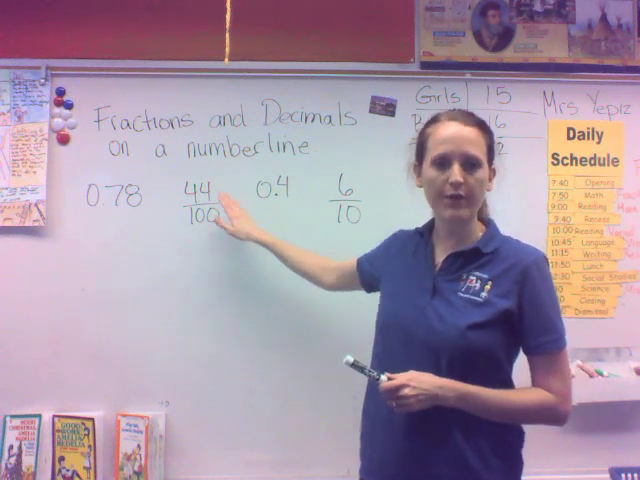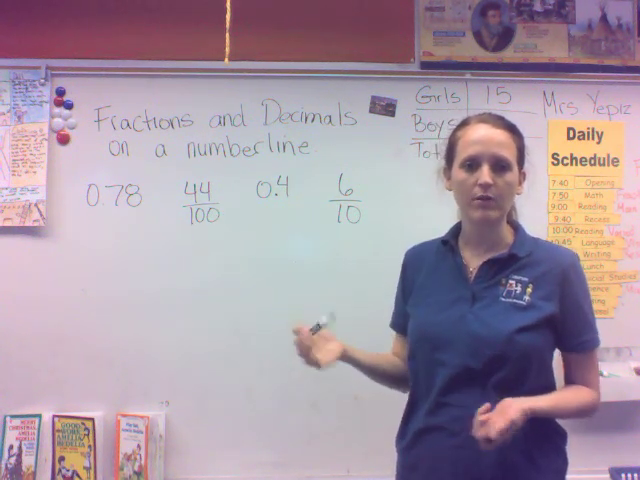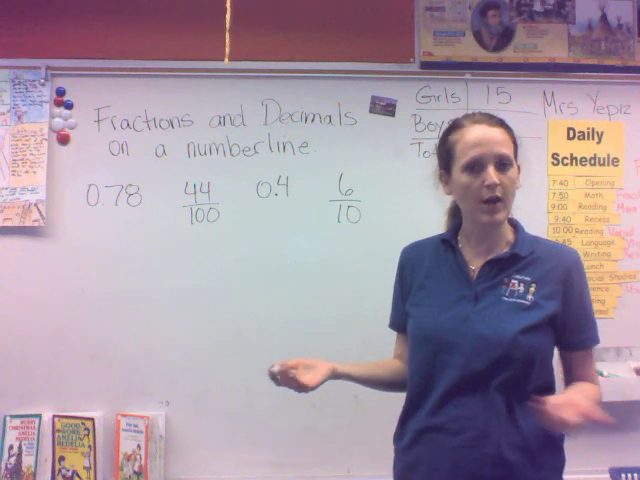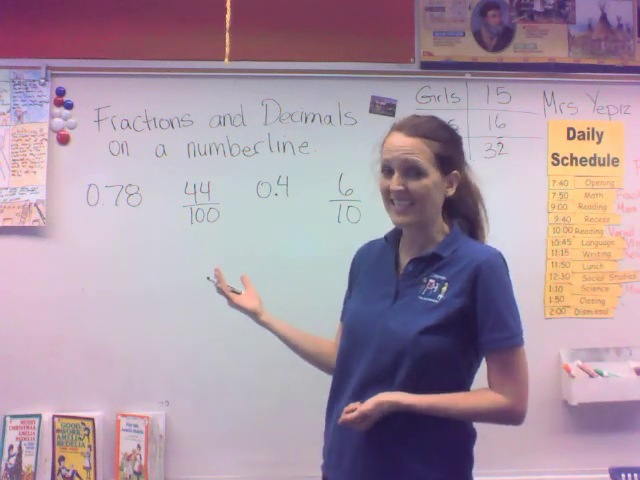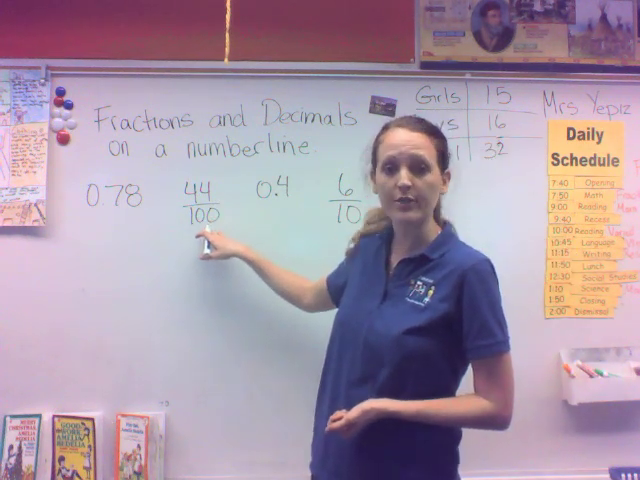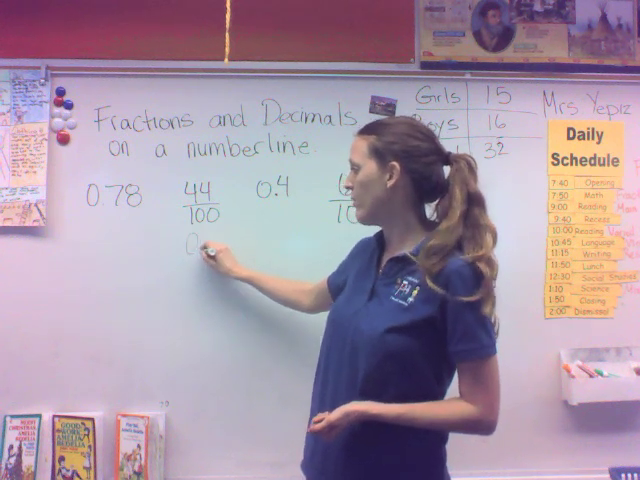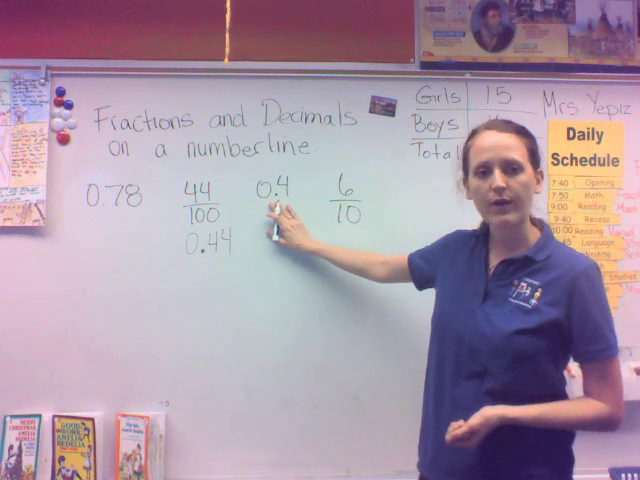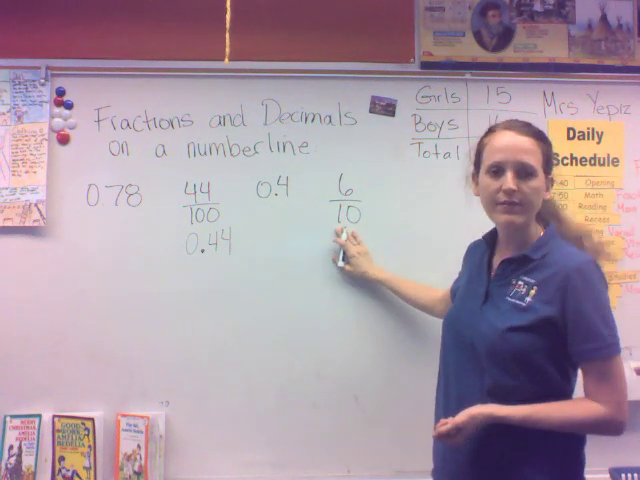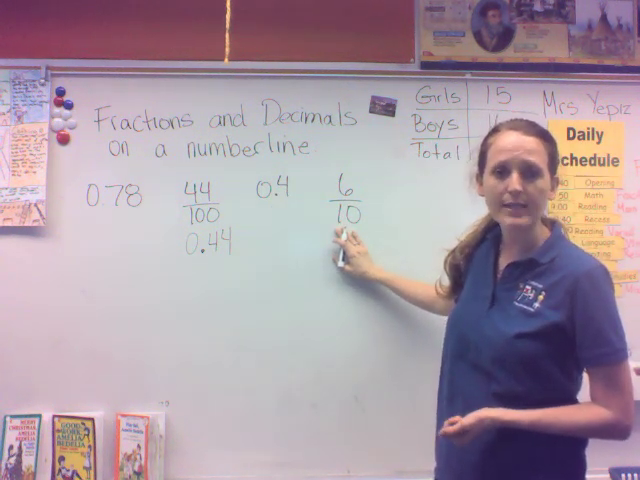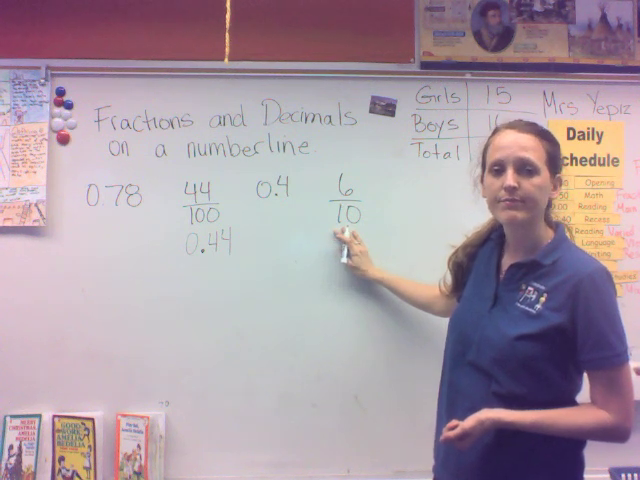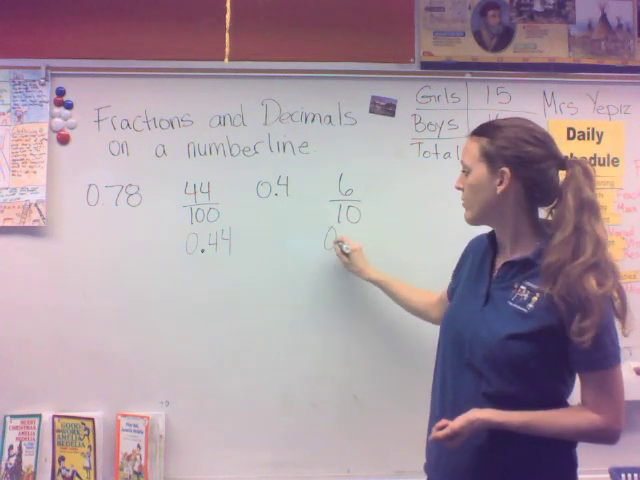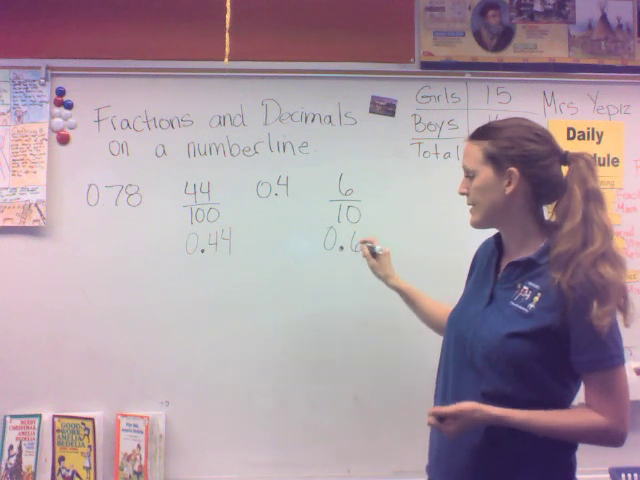How do we change 44 hundredths into a decimal? Well, we just write 44 hundredths as a decimal. It's the exact same thing. We said 44 hundredths, so we write 0 and 44 hundredths. Here we already have our decimal. Here we have 6 tenths. How do we write 6 tenths as a decimal? 0 and 6 tenths.